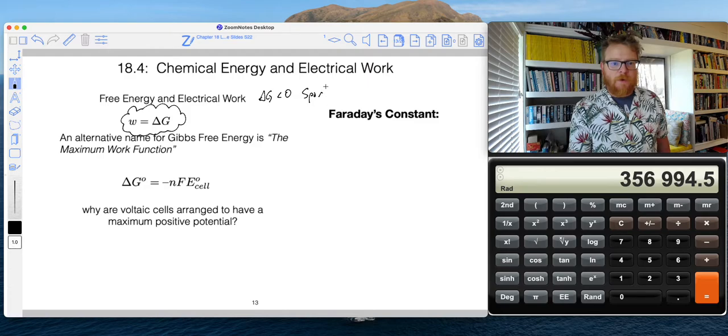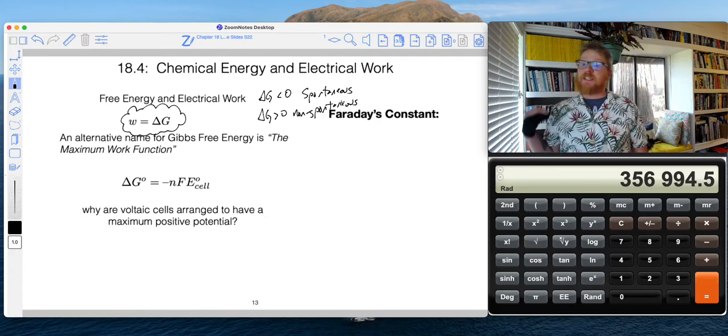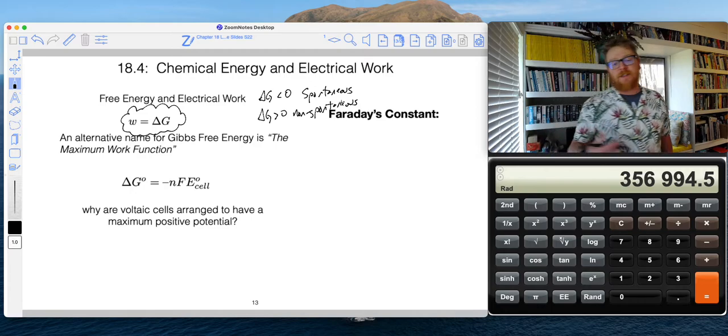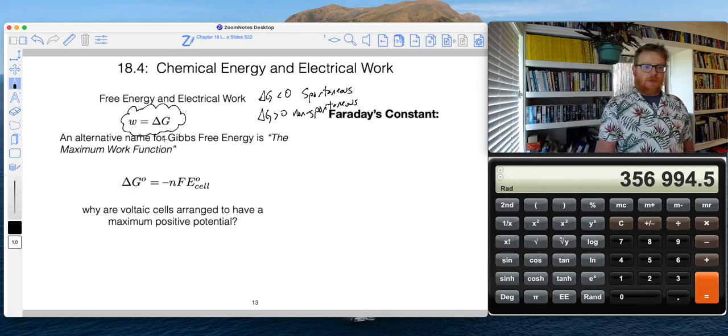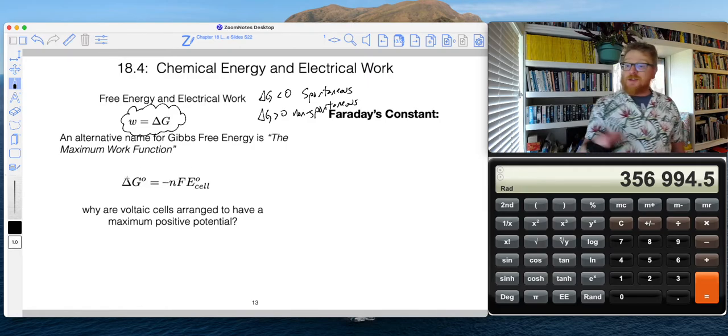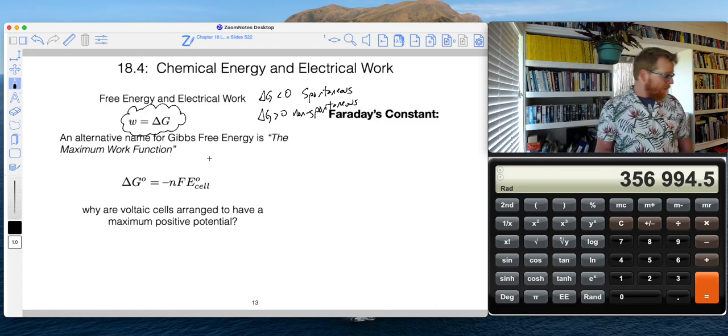So we remember that's spontaneous, okay? And if our delta G is greater than 0, we remember that's non-spontaneous. So in other words, the universe needs to provide some energy for us to carry that thing out, or we need to provide energy in that non-spontaneous process. So I could replace that simple formula, work equals negative N times F times E cell, with delta G equals negative N times F times E cell.